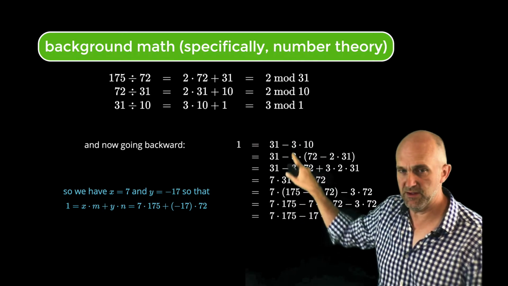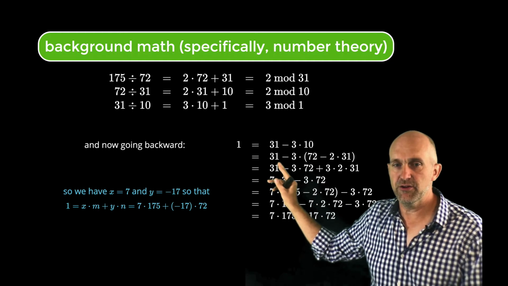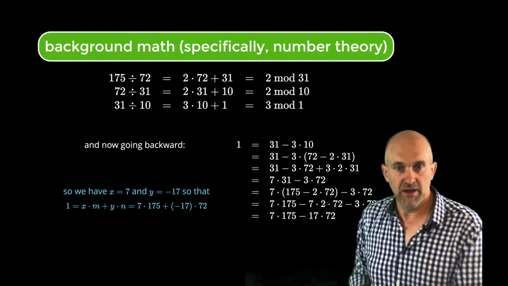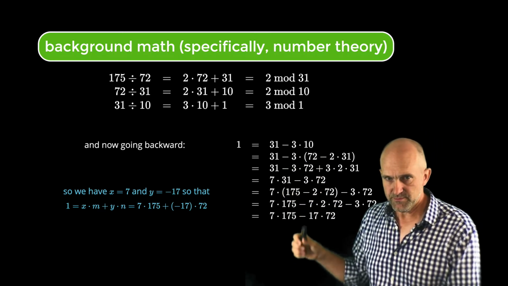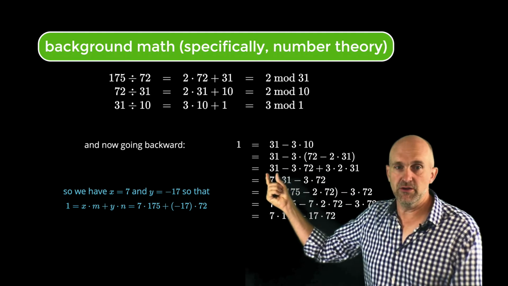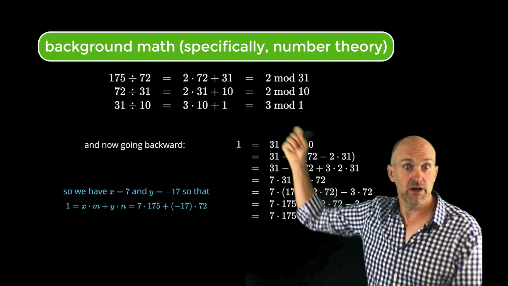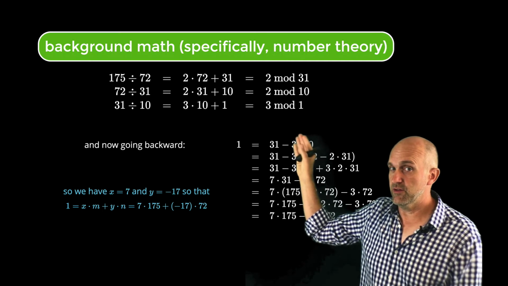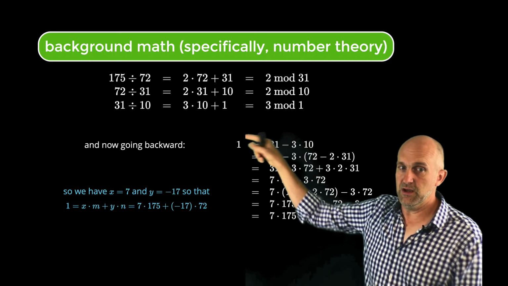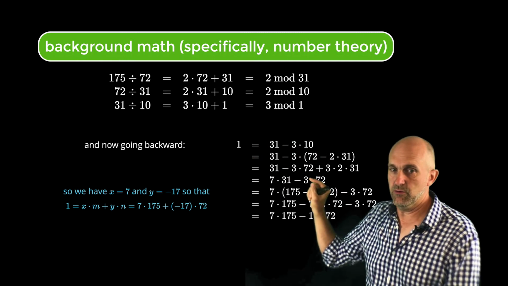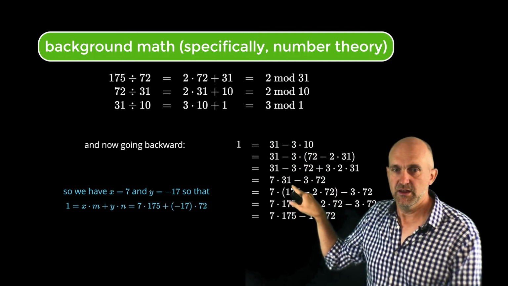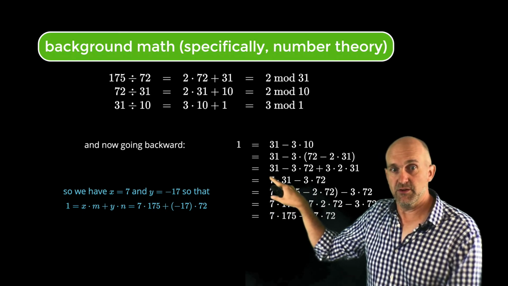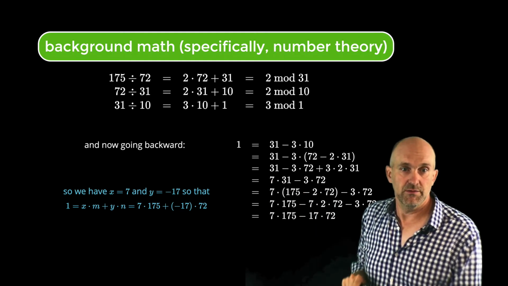Okay, now if you look at this and rearrange the terms, then instead of 31 minus stuff, you have 7 times 31 minus 3 times 72 is also 1. Now let's look at the 31. We know that 31 was the remainder of the first division in the first line. So we again move the first expression on the right hand side to the left hand side, and we put it in here in the parentheses. So we know that 31, the remainder, was 175 minus 2 times 72.